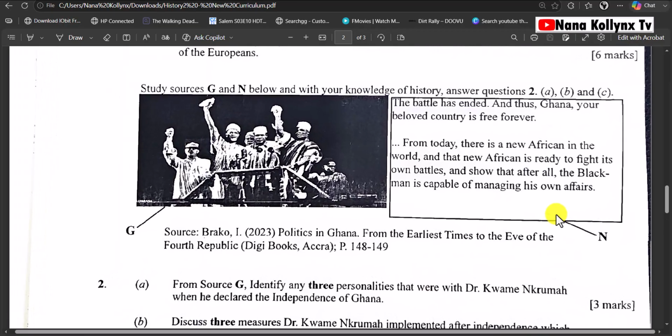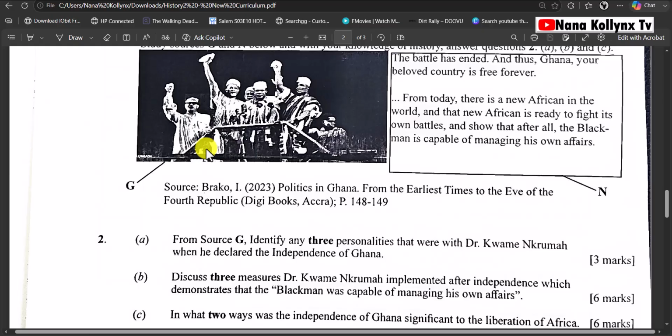Good. So let me make it bigger so that you can see it well. So this is source G and this is source what? E. And you are being told to use your knowledge to answer them. It says from source G, this one, identify any 3 personalities that were with Dr. Kwame Nkrumah when he declared the independence of Ghana. So the 3, these images here, what do you see there? Who was part of Nkrumah? So this is Nkrumah, right? Yes. Apart from Nkrumah, who are these people? Mention 3 of them.